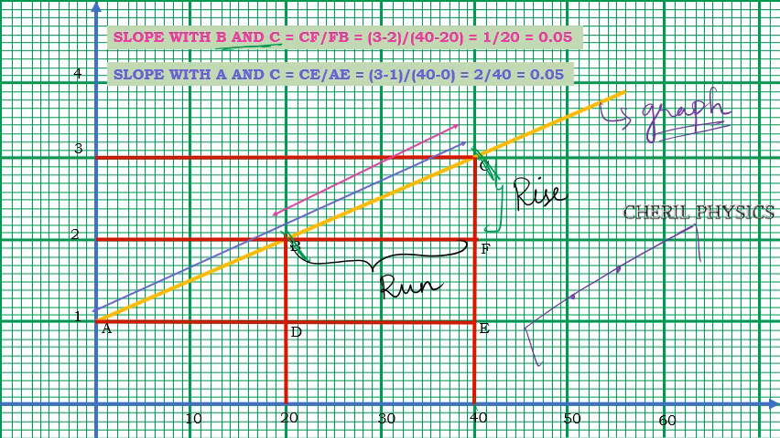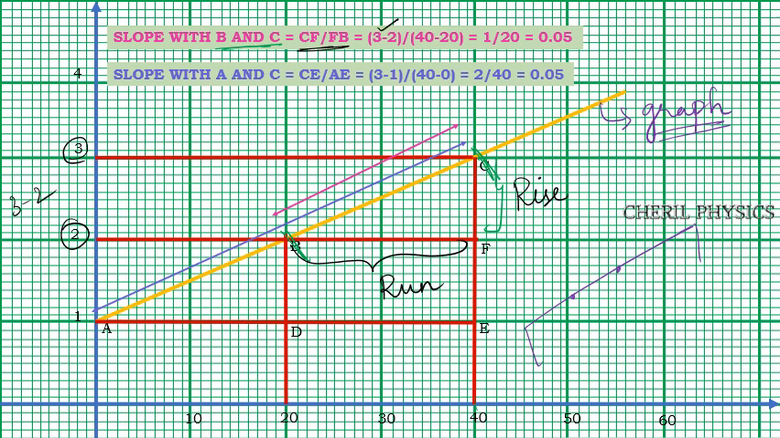So from this you will be getting your rise by run. So what is rise by run here? CF by FB. That is what is written here. So how do you calculate that? Change in the y coordinate. So y coordinate, what you will have? You will have 3 and 2. So you will have 3 minus 2. That is what I have written here.